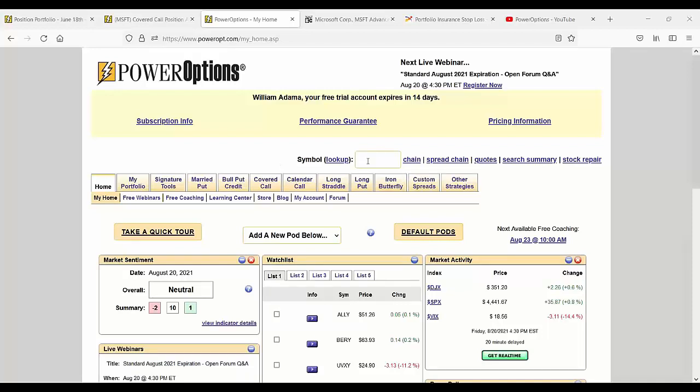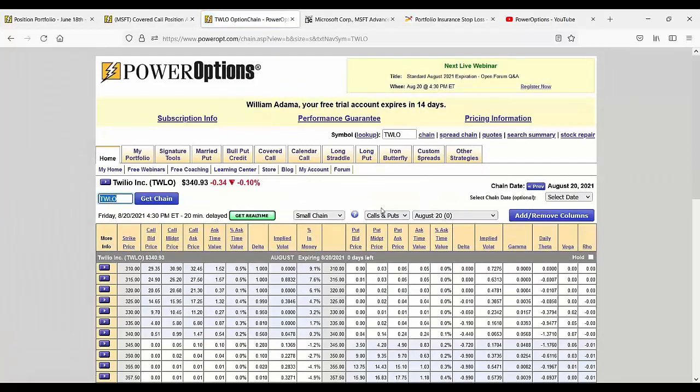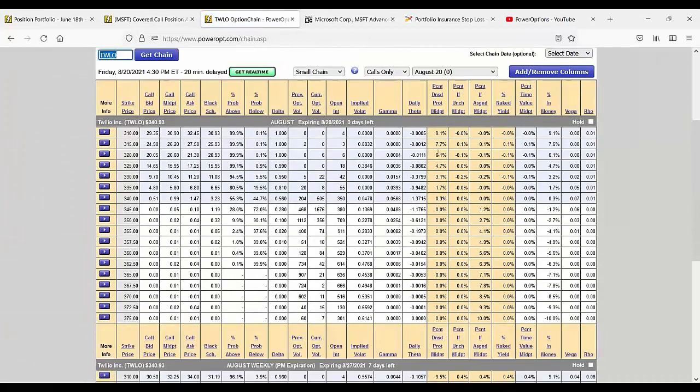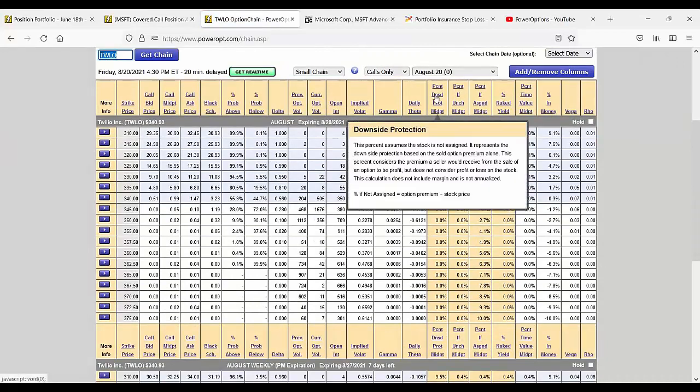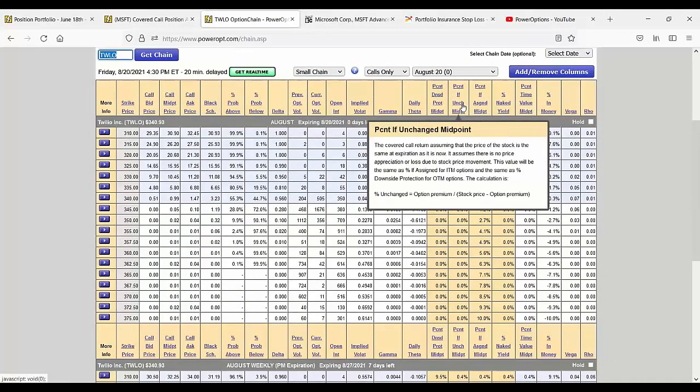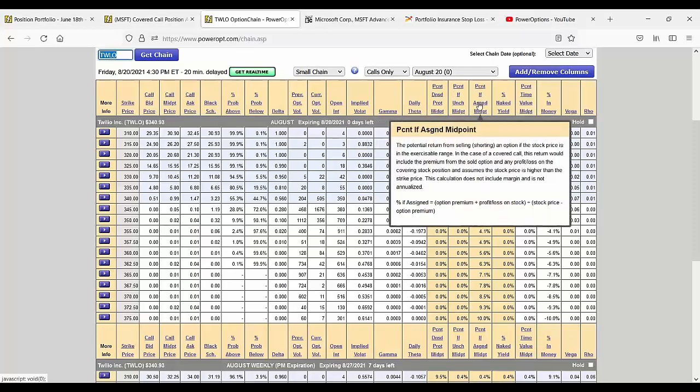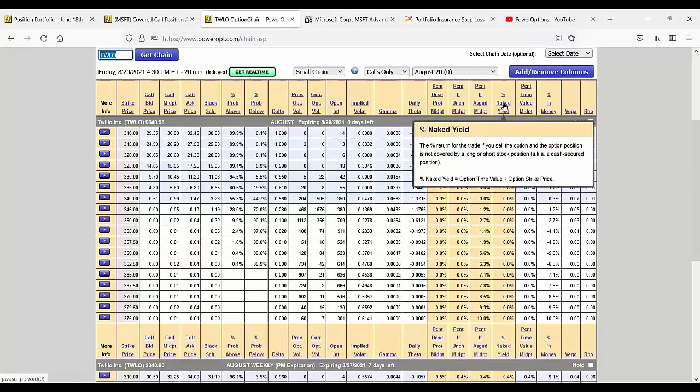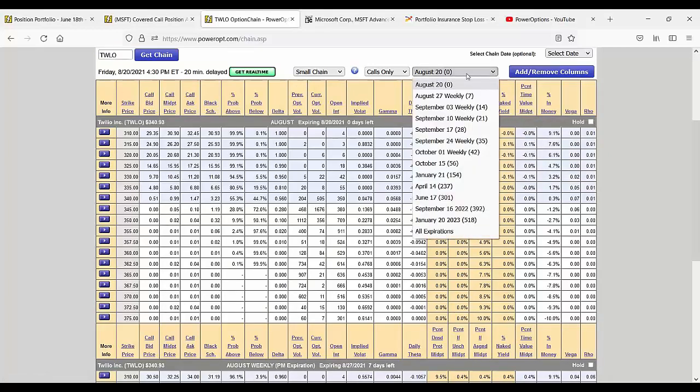And the reason why I say use the option chain is because our option chain shows you the percent downside protection, percent return if assigned, percent return if unchanged, and probability. So you don't really see that on other chains. On the straight call chain, let me go there. So what we have here is you're seeing the percentage downside protection, percent if unchanged return as a covered call, percent if assigned. You can choose to add percent naked yield. If it was a naked put and I was in the put chain, for example, Mike, that's what we do.